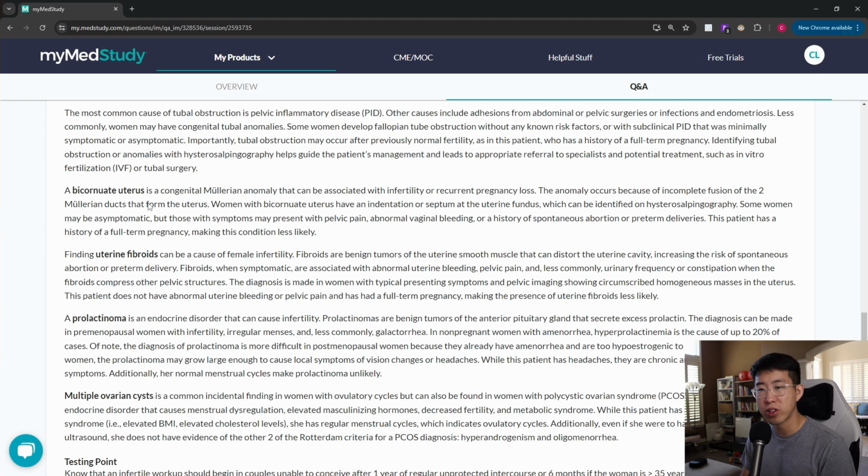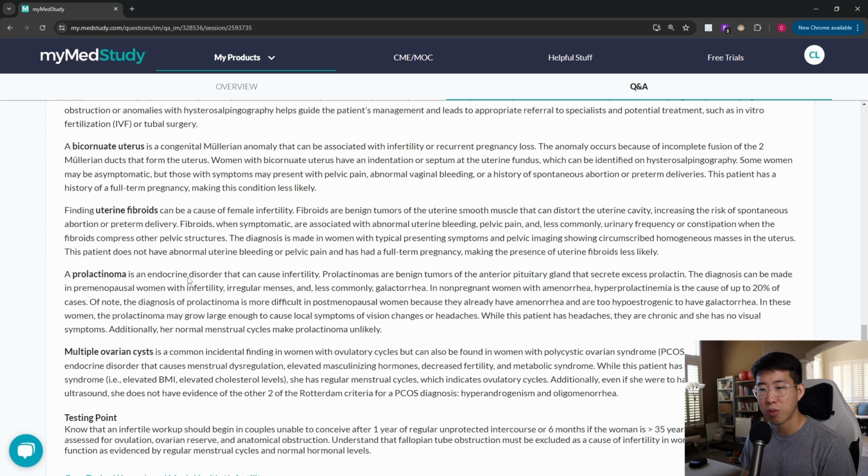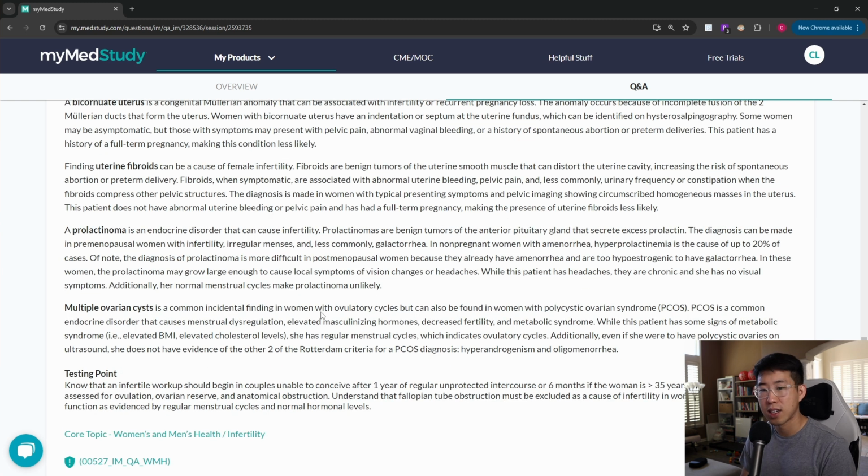So bicornuate uterus, looks like they have pelvic pain, abnormal bleeding. Uterine fibroids also has uterine bleeding. Prolactinoma will cause galactorrhea and also some other symptoms. And then PCOS would usually show... See, while this patient has some signs of metabolic syndrome, such as elevated BMI and elevated cholesterol, she has regular menstrual cycles, which indicates ovulatory cycles.